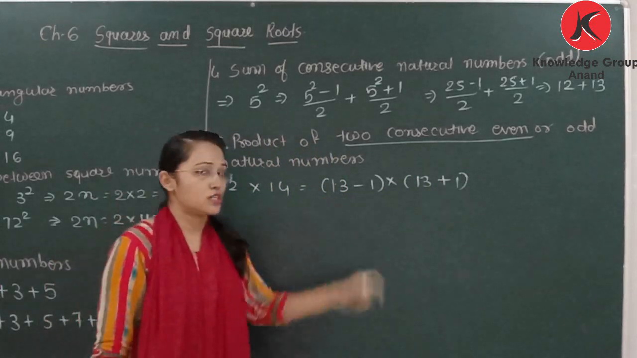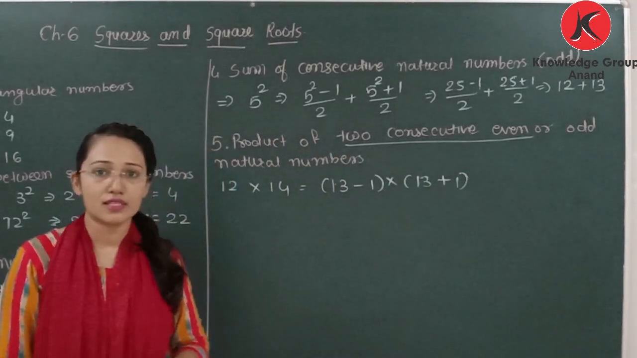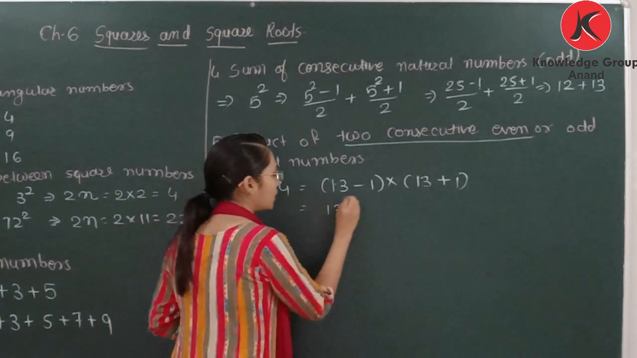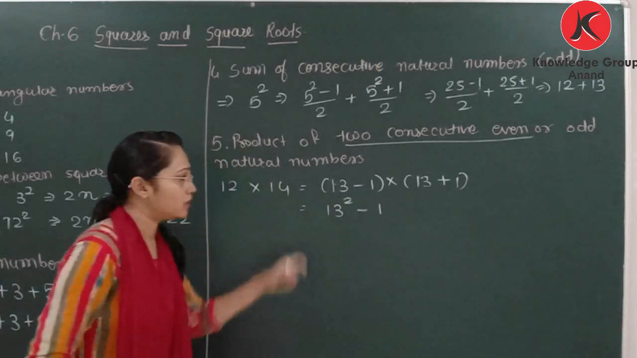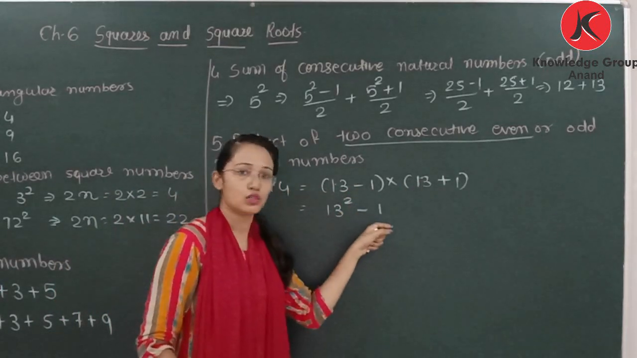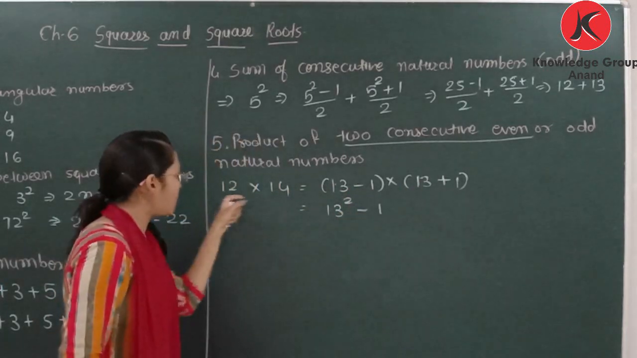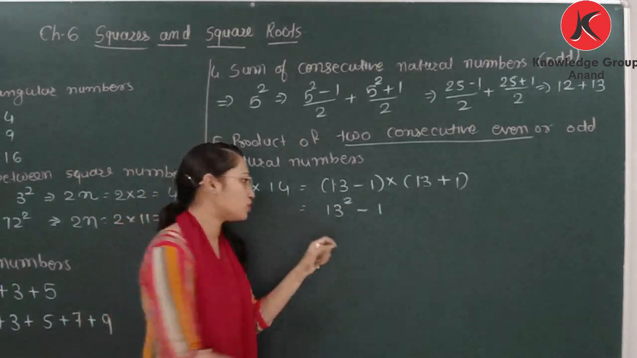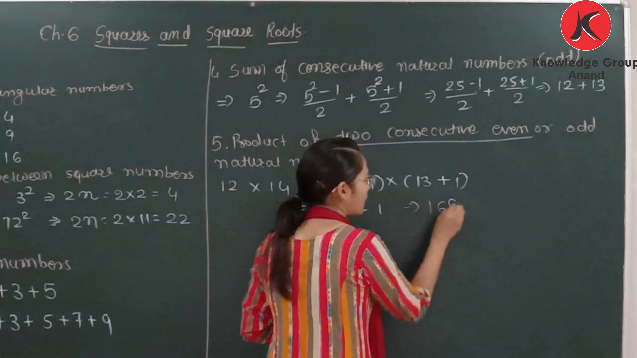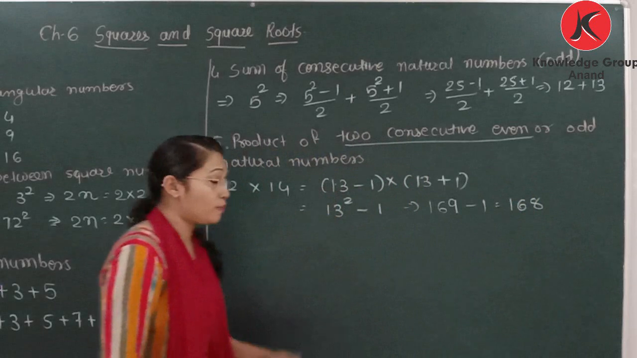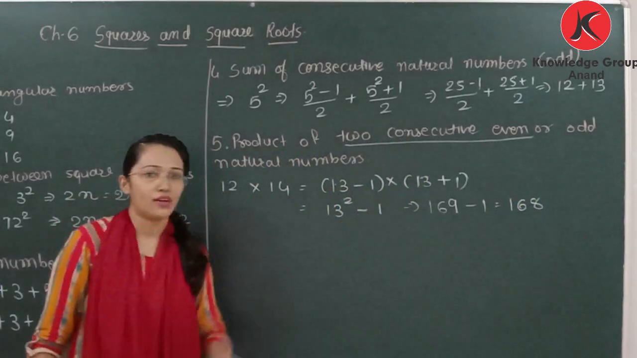We learned the distributive property in the previous standard, 6th standard. So you can apply this. 13 minus 1 multiplied by 13 plus 1, you will get 13 square minus 1. So 12 multiplied by 14 can be written as 13 square minus 1. We know 13 square is 169, minus 1, 168. If you multiply 12 with 14, you will get 168, if you know the square number.